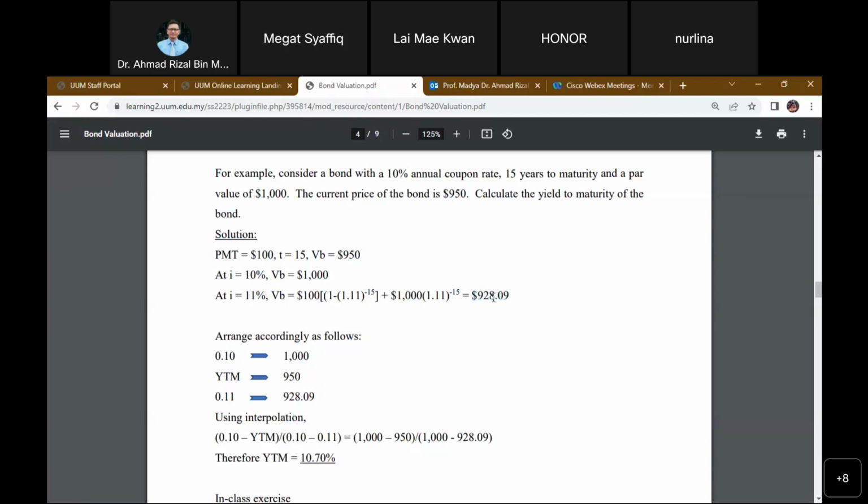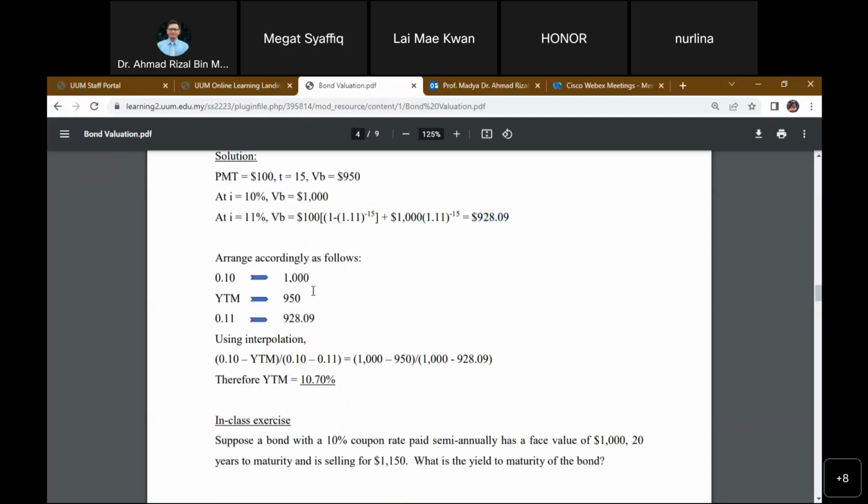So now ask yourself, can you start doing the interpolation or not? Yes, you can. Why? Because you have this value at 10%, which is 1,000. You have at 11%, 928. And 950, the one that you want to solve the YTM for, is sandwiched between these two figures, between 1,000 and 928.09. So you arrange accordingly. At 10% earlier, the value is 1,000. At 11%, the one that you try here is 928.09. So you are solving for this YTM, which will give the value of 950 in the middle.